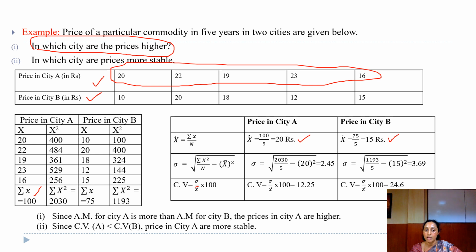And we also want to answer the question, in which city is the price more stable. In order to answer this question, we shall look at the coefficient of variation value.